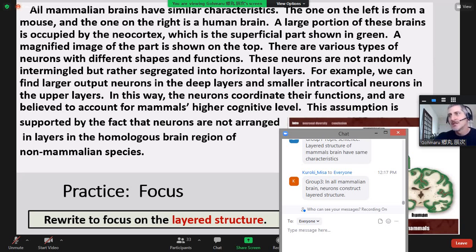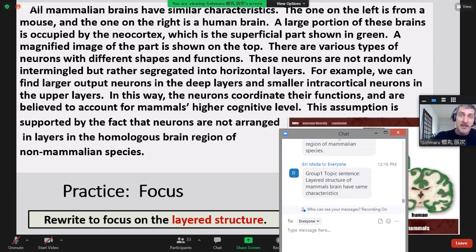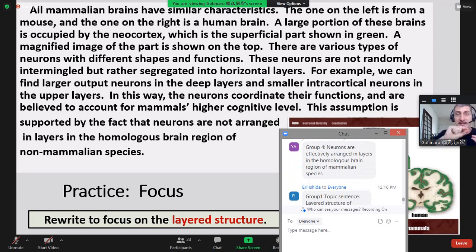Group 4 says neurons are effectively arranged in layers in the homologous brain region of mammalian species. Well, when we used homologous in the passage, we meant we were comparing mammals with non-mammals. All mammals have a neocortex, and this is what we were talking about. We don't need the word homologous here. You can say the neocortex or just that they are arranged in layers. Neurons are effectively arranged in layers in the neocortex of mammalian species, or in the brains of mammalian species, would be good.